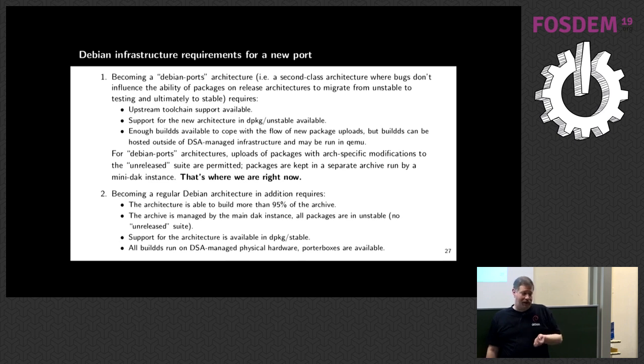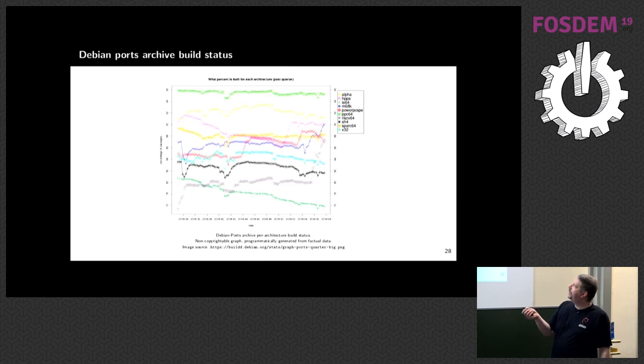We have a bunch of packages. We aim at becoming a regular Debian architecture sometime in the future, but that requires being able to build about 95% of the archive, and we are not there yet. This is a package build graph. The grayish line here has been the percentage of the RiscV packages that have been built. This graph is several months old. The spike that you see here has actually been created by porting the Haskell compiler.